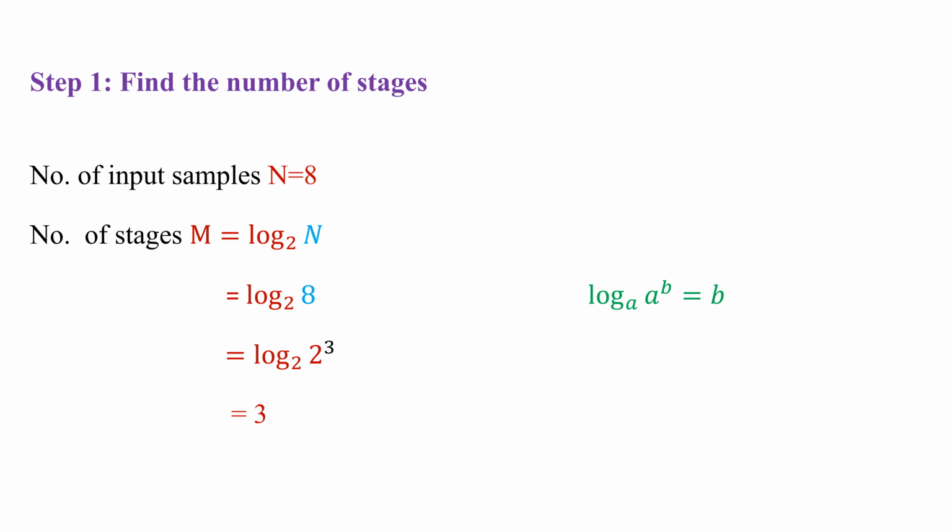Find the number of stages. Here totally there are 8 samples given. So capital N, the number of input samples, is 8. And then we have to find the stages M. The formula is log base 2 of N. Here in the place of capital N, we substitute 8. Then that 8, we write as 2 power 3 because the base is 2. Then we can use the formula log base a of a power b, and the answer is b. Similarly, here the answer is 3, because the power of 2 should come. Power of 2 is 3.